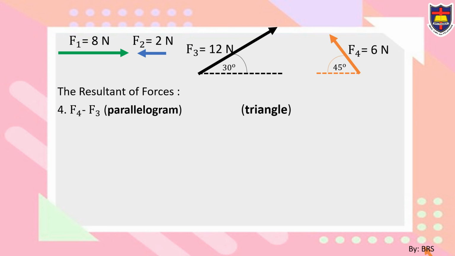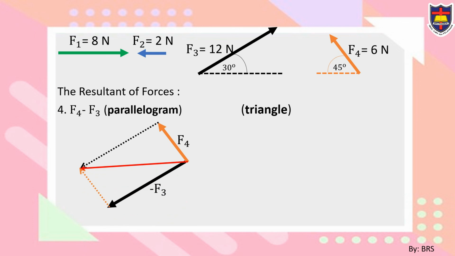By parallelogram, draw the resultant of F4 6 cm to the top, and then F3 12 cm to the bottom, with the tail of F3 to the tail of F4, and then draw the image vector of F4 and then the image vector of F3 with the same size and the same direction to the original force, and then the diagonal line or the red vector is the resultant.